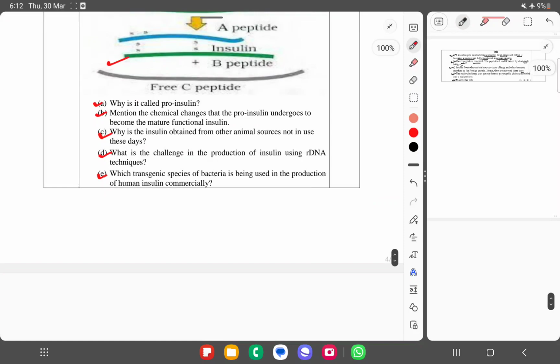This was the question paper of class 12th subject Biology. Okay, that's enough for this one. Thank you.